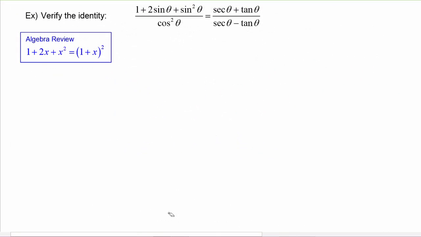In this example, we have to verify the identity, and we can see that both sides are pretty involved. Often when we see that, we're going to lean towards this method where we work on both sides and see if we can simplify them both into something that equals each other. It doesn't matter which side you start on. I might be tempted to start working on this right-hand side just because I know I can turn it into sines and cosines and see where that begins to take me.